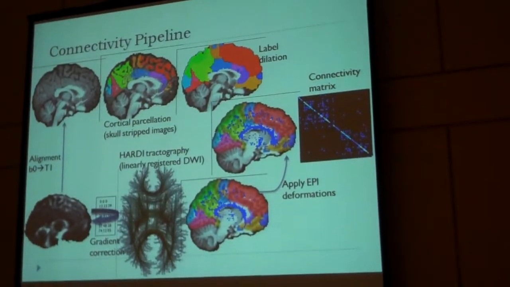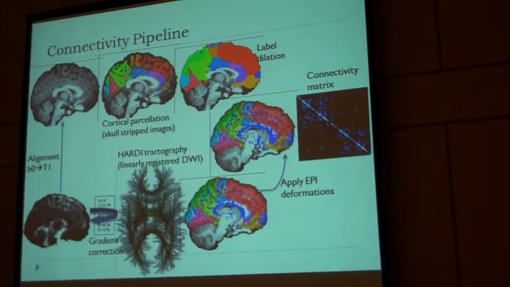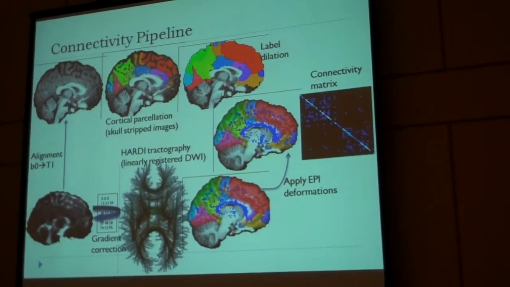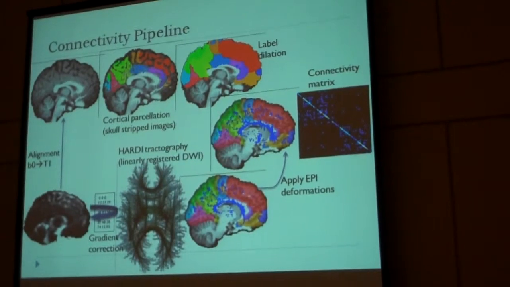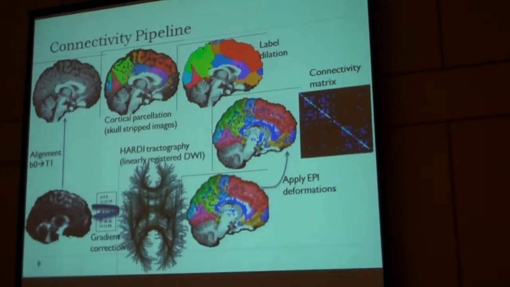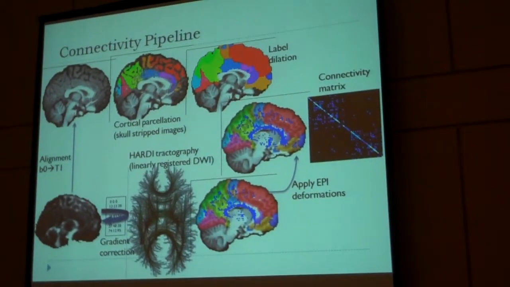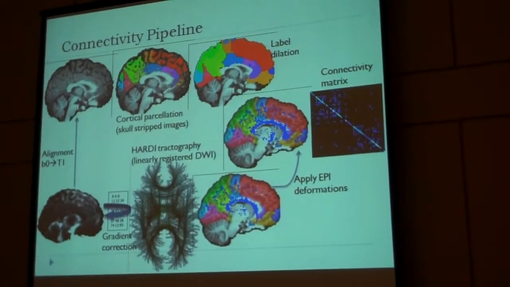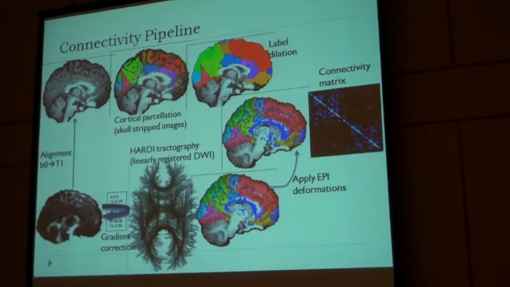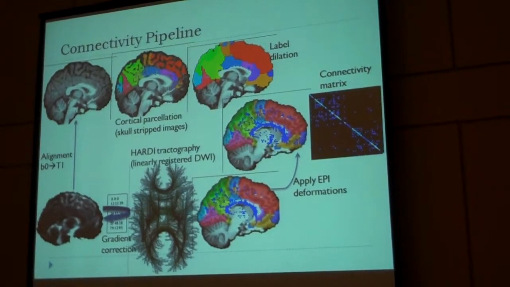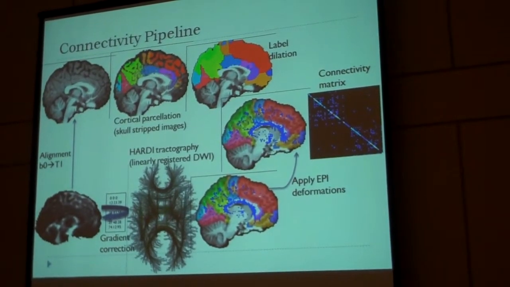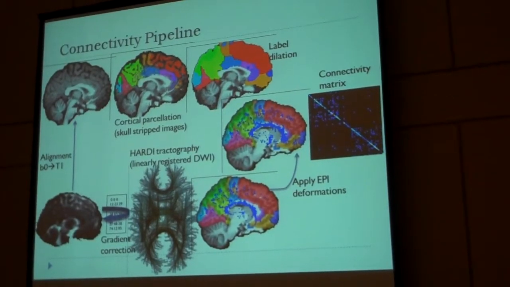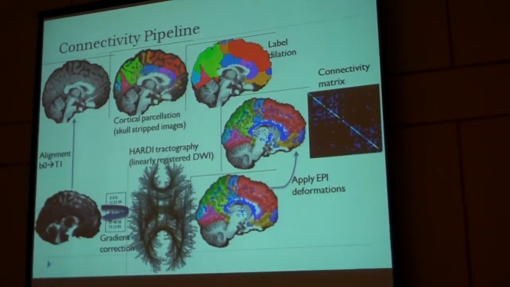This slide gives an overview of our pipeline. We linearly align our diffusion-weighted images to the T1s, calculate fibers, and then we parcellate the cortex of our corresponding T1 images, dilate them, and then find the intersection of the fibers with the different regions in the cortex. And we use this information to create a connectivity matrix.